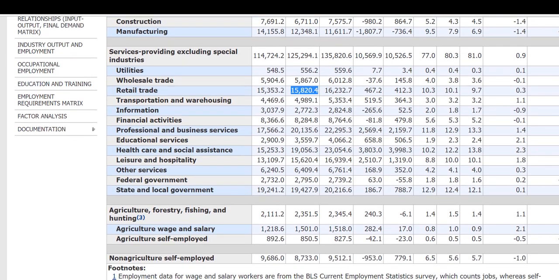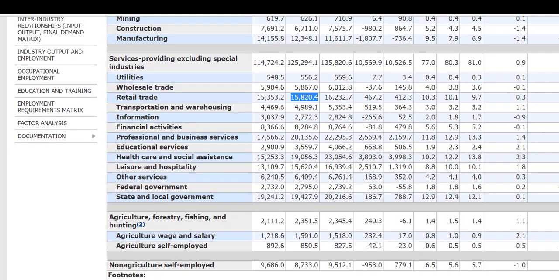When it comes to the agricultural sector alone, it represents merely 2.3 million people in the United States, out of which 850,000 are self-employed in the agricultural sector, and 1.5 million receive wages and salaries in the agricultural sector.